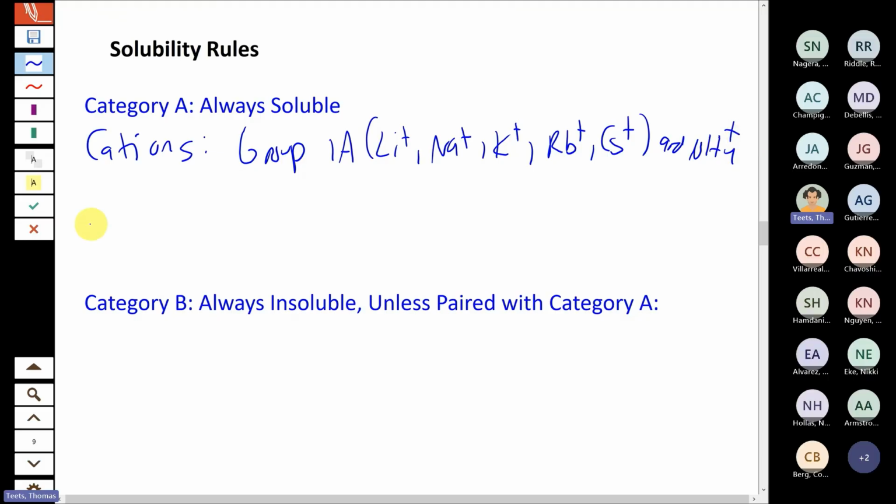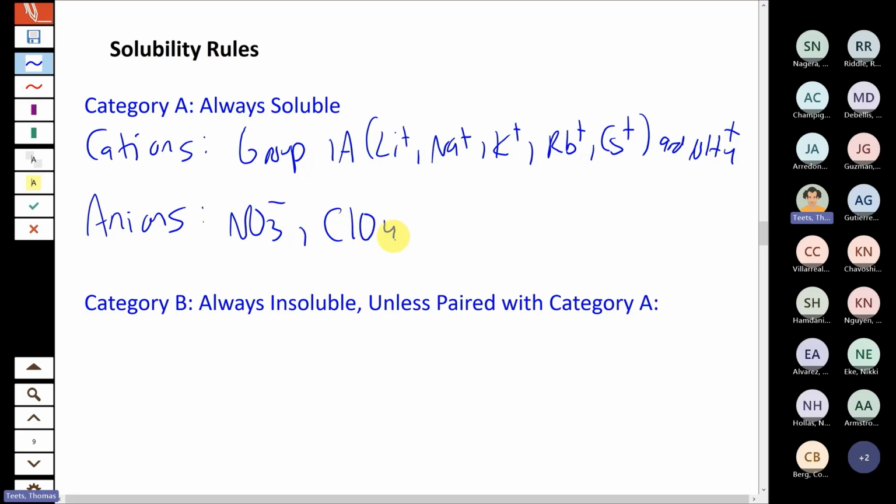There are also some anions where this is true as well. If you have one of these anions in the formula, the compound will be soluble regardless of what the cation is. NO3- is probably the most common one that you'll see in a lot of these problems. We just saw it in the example I gave.